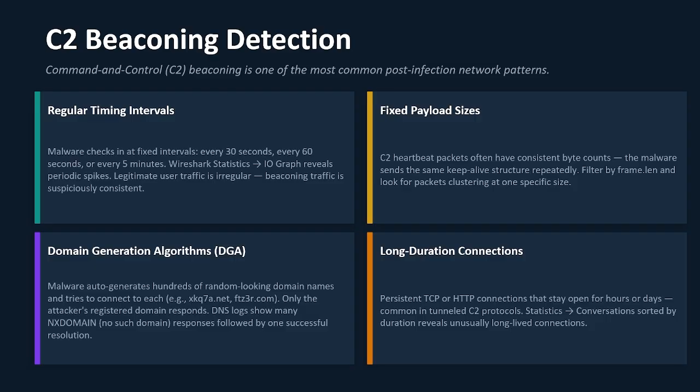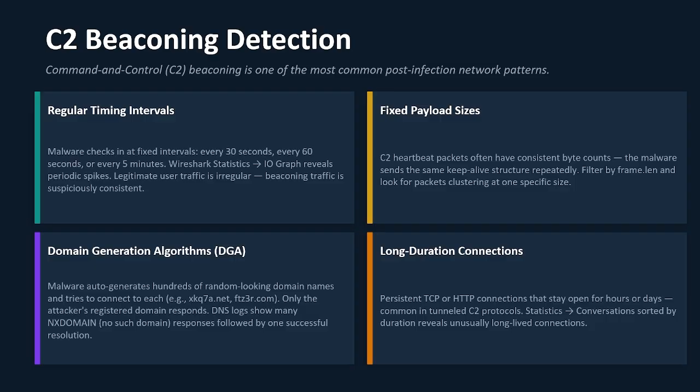And so it will be a constant heartbeat. And so if you look for packets which are about the same size, that could be an indicator of compromise. The domain generation algorithm, so the random letters and numbers for a domain, could be a big indication.